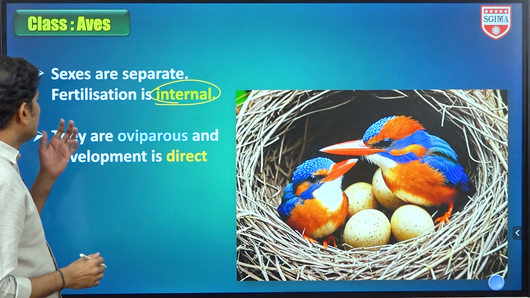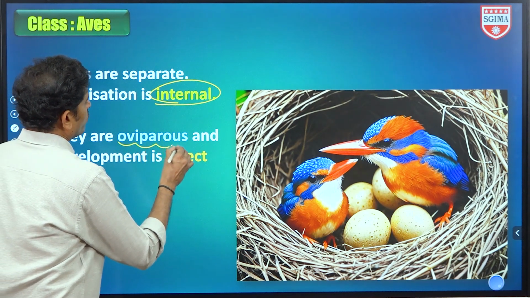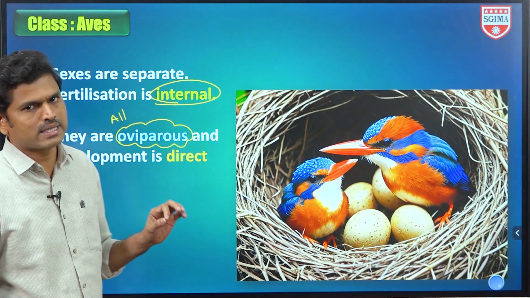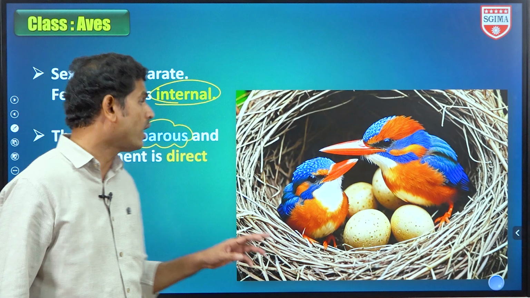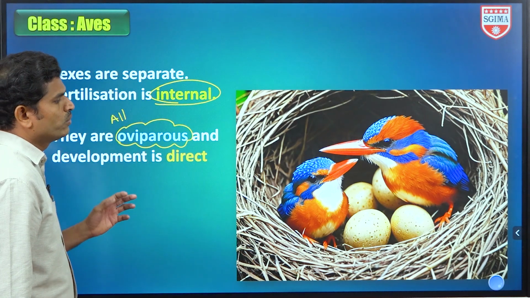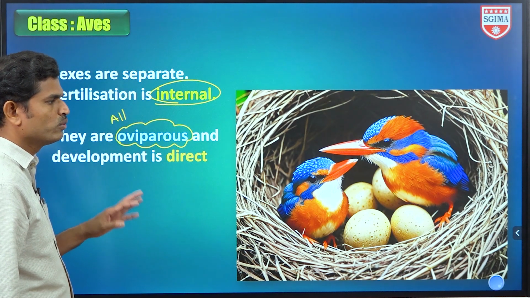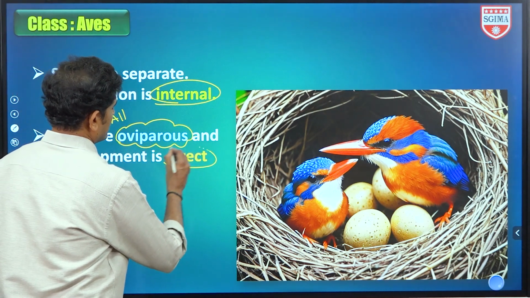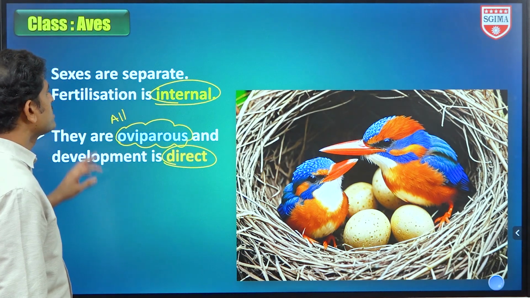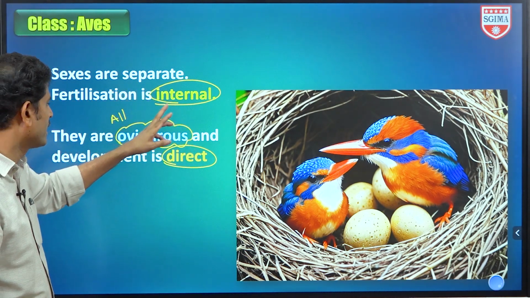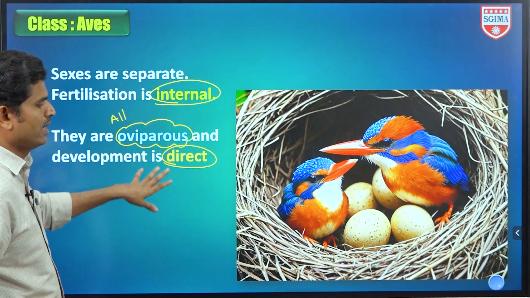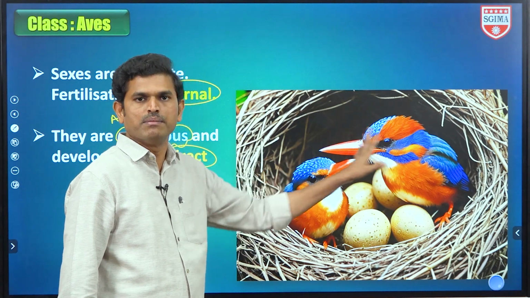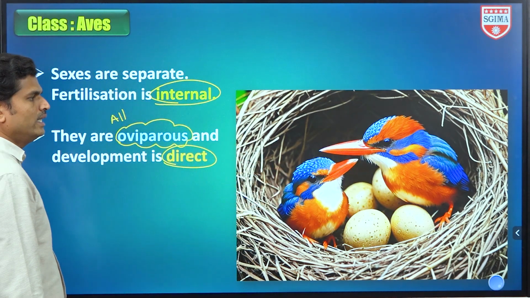Okay. Next one is they are oviparous. Birds are oviparous. Of course, we can add one more word here. It is all birds. There is no exemption in this case. So all birds are oviparous. So there are no birds directly giving birth to babies. Not viviparous birds, oviparous birds. And development is direct. Yes, here there are no larval forms. So sexes are separate, fertilization is internal and development is direct, and these are oviparous organisms. The baby that comes out of the egg will be similar to the mother, of the same species. That's why it is called direct development.